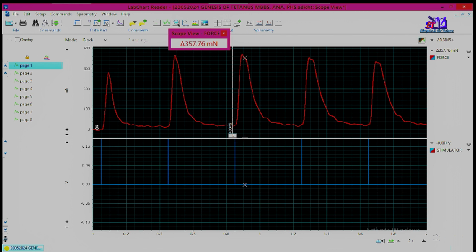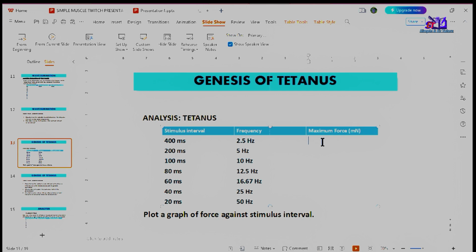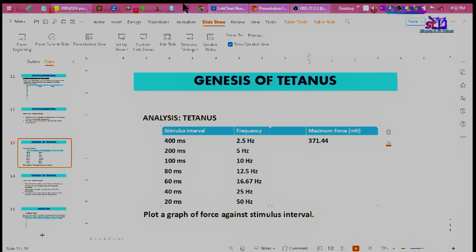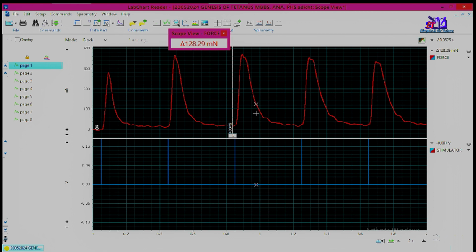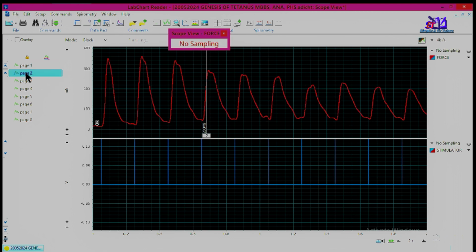44. Let's keep on checking. Yes, 371.44. We enter 371.44 for these values, 400 milliseconds. So as we keep on moving, move on to the next page.